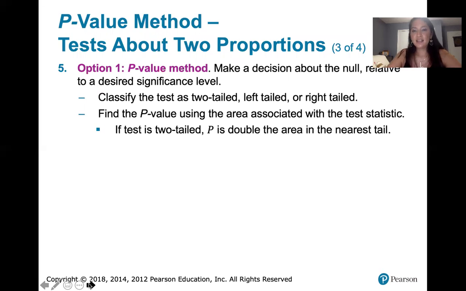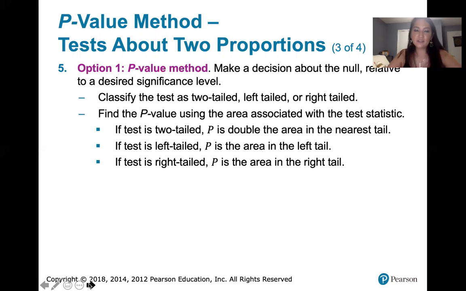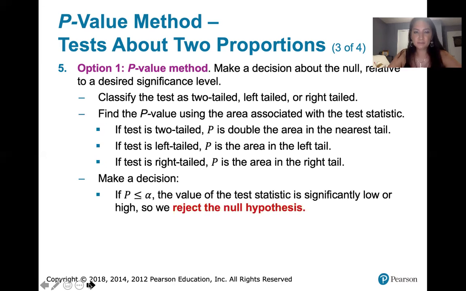So if it's a two-tailed test, you're going to find the area in the nearest tail and double it. If it's a left-tailed test, you're going to find the area to the left of the test statistic. If it's a right-tailed test, you'll find the area to the right of the test statistic. And then you're going to make a decision by comparing that p-value, which is a probability, to our significance level alpha. If p is low, so p is less than or equal to alpha, then that value of the test statistic is significantly high or significantly low.